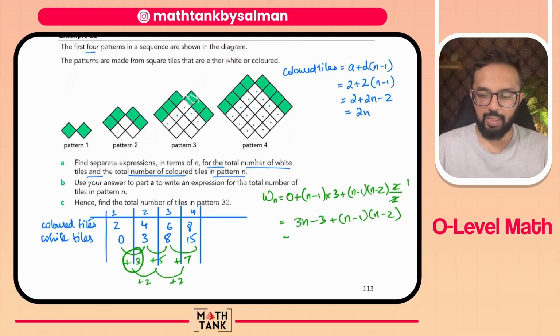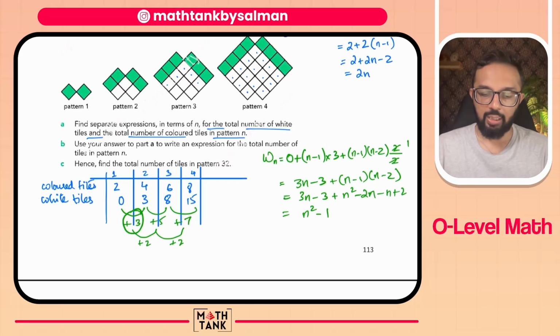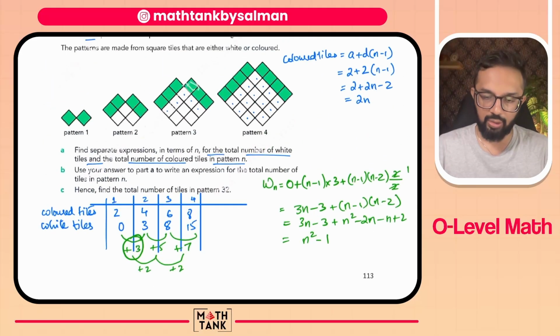Okay, if you expand the bracket, that's going to give you the expression for everything that you require. n square minus 2n minus n plus 2. n square minus 1 basically. Okay, now is there an alternate way of doing it?